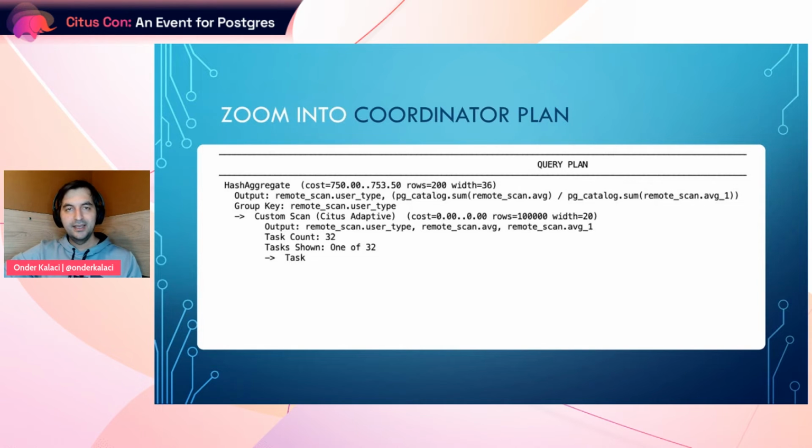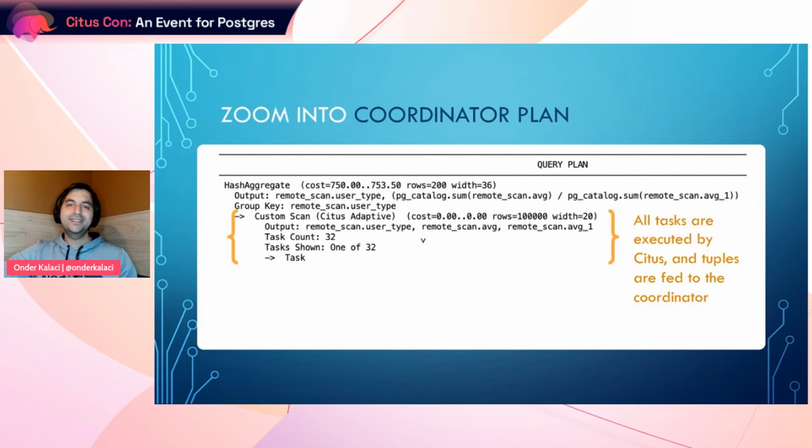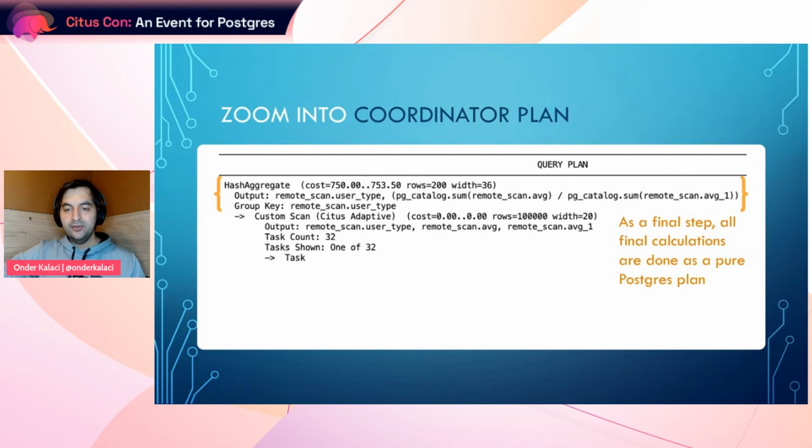Okay, let's then zoom into the coordinator plan. As I mentioned, for certain queries, for example, if you want to calculate the average of one column across all the shards on a distributed table, the query needs to access all the shards in the cluster. For example, say in this case there are 32 shards, and all the shards are accessed.